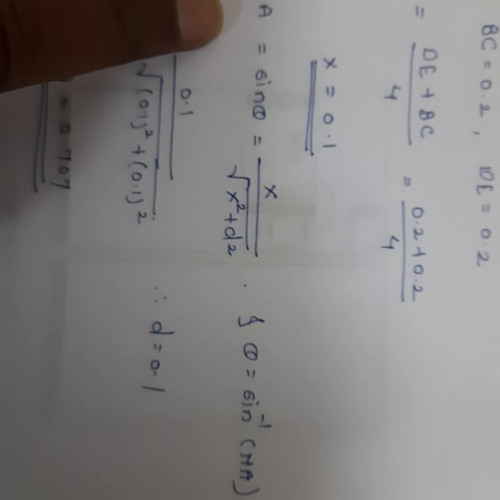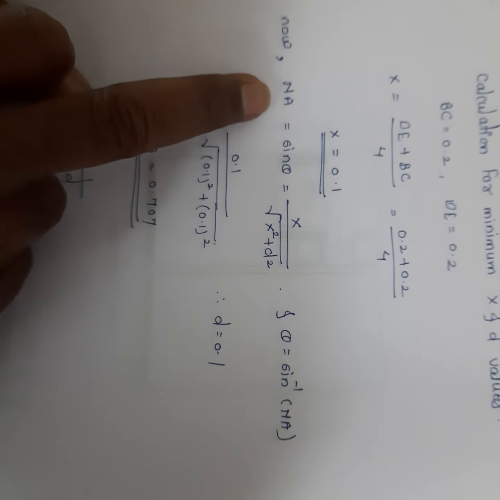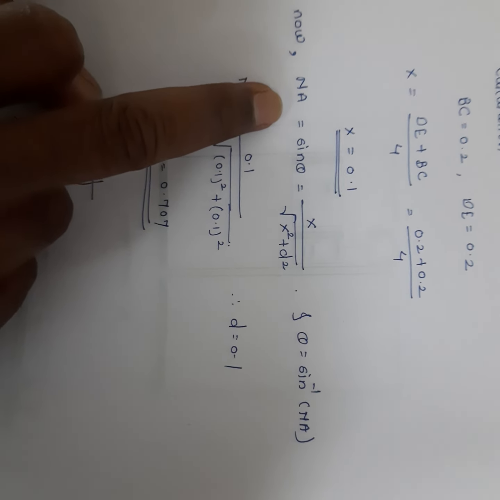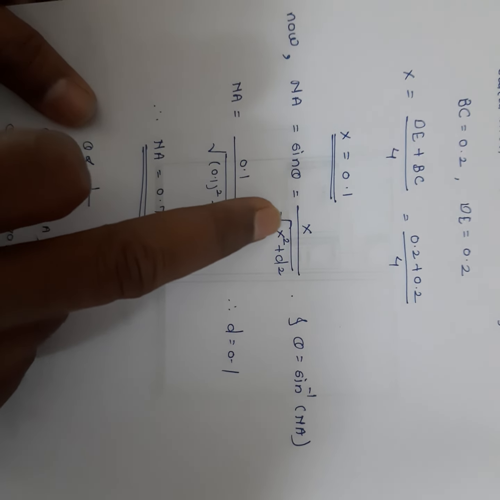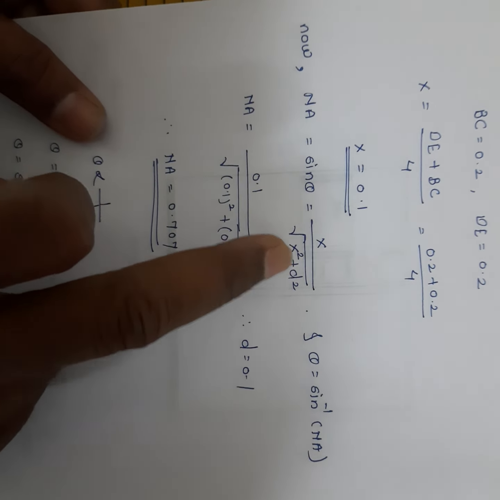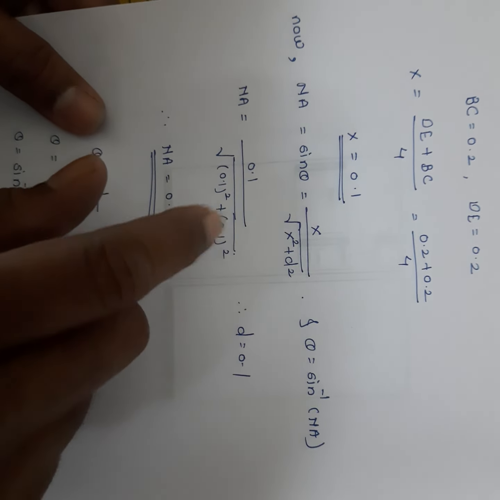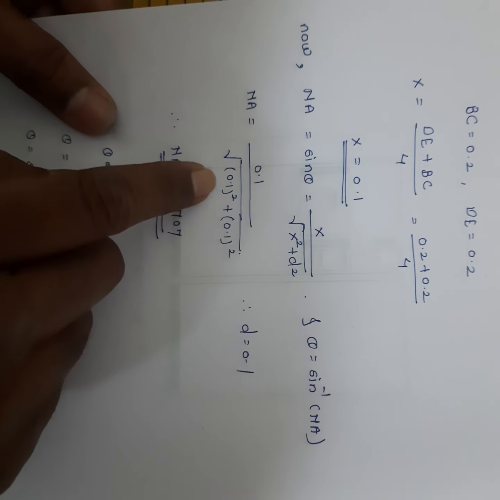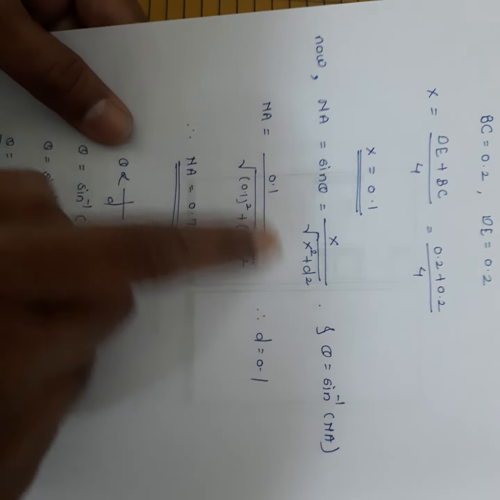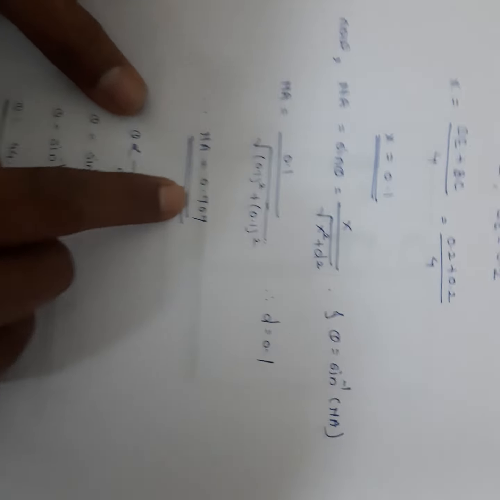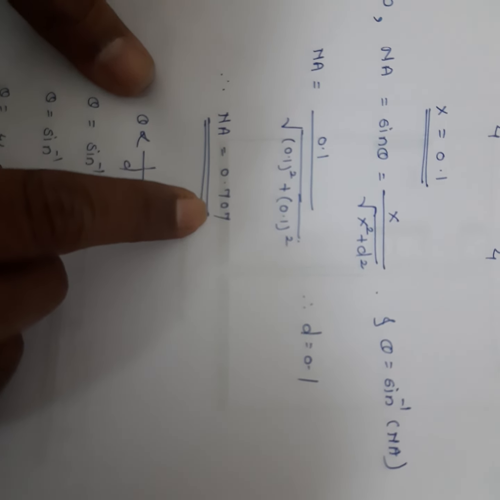Then the expression for calculating numerical aperture practically is NA equal to sin theta equal to x upon under root x square plus d square, where x is already calculated as (BC plus DE) by 4, and D is the distance between the tip of the fiber and the plane surface. So I can put the values of x and D and get the numerical aperture, which is roughly, for this case, 0.707.